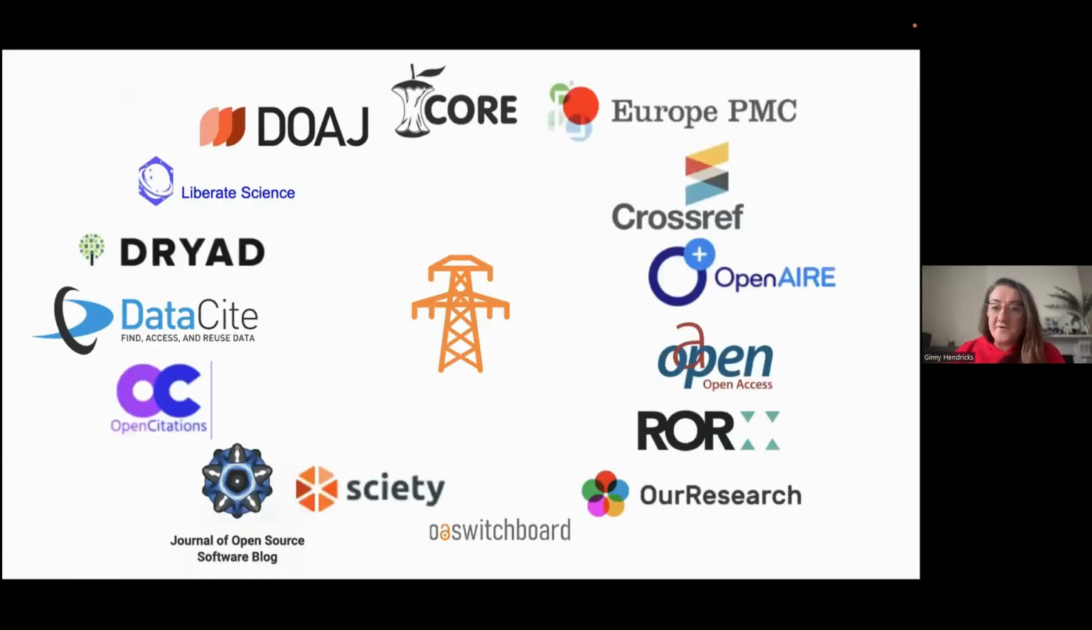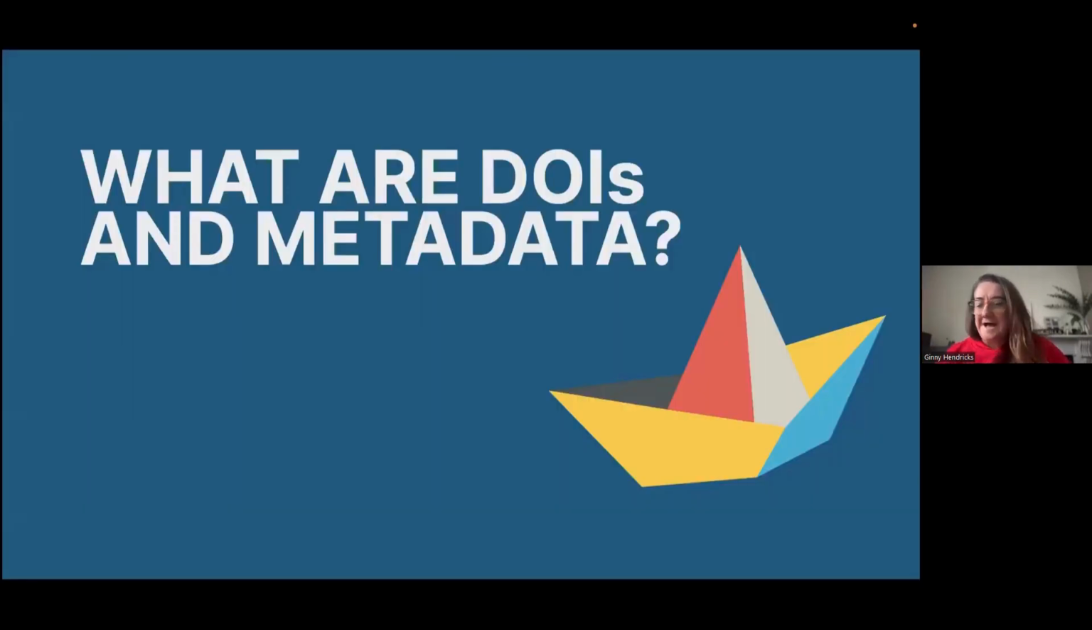And these are some of the other organisations alongside Crossref that have signed up to the POSI principles. So you'll see the Directory of Open Access Journals, DOAJ, DataCite, Europe PMC, our research that runs the OpenAlex service, and many others I'm sure will be recognised there. Okay, that's all about Crossref and why we call ourselves an infrastructure. So now to a bit more of the nuts and bolts.